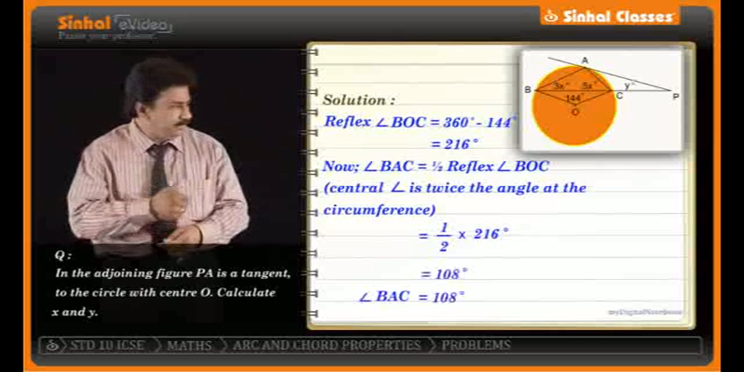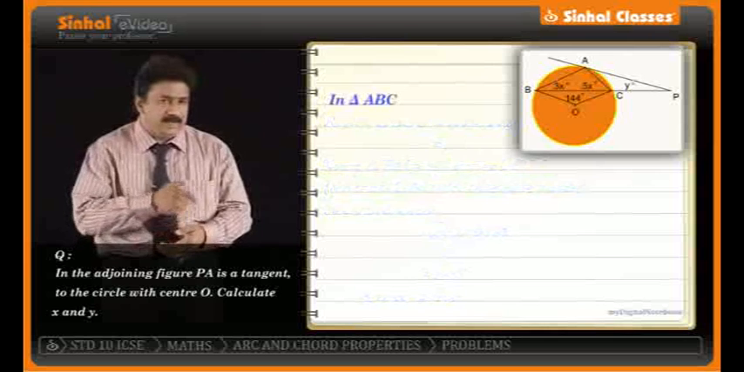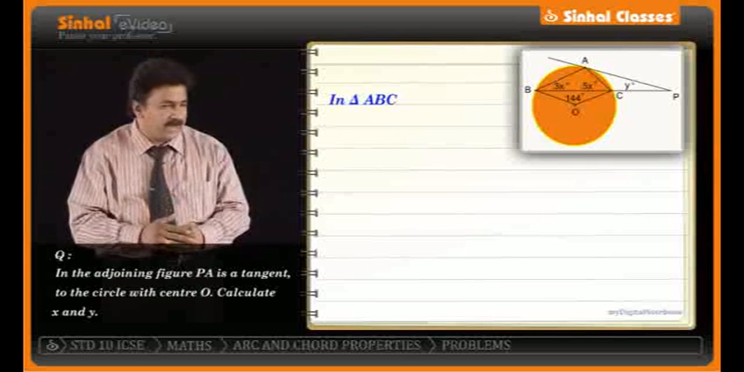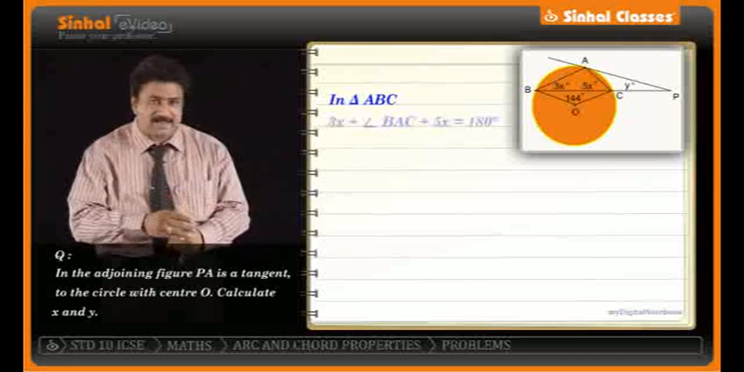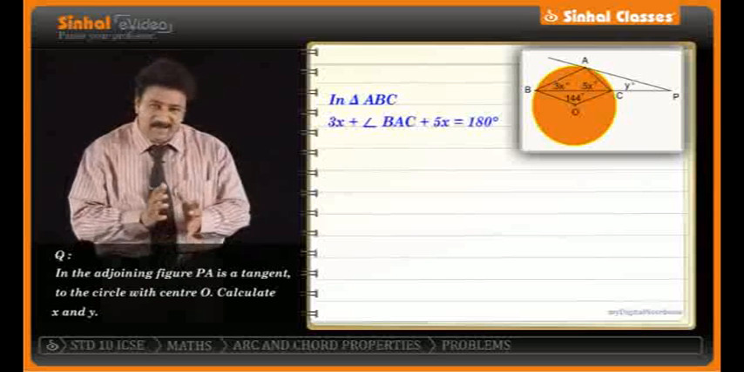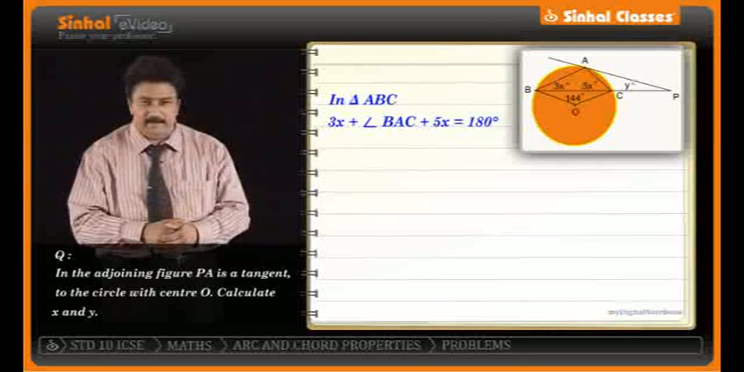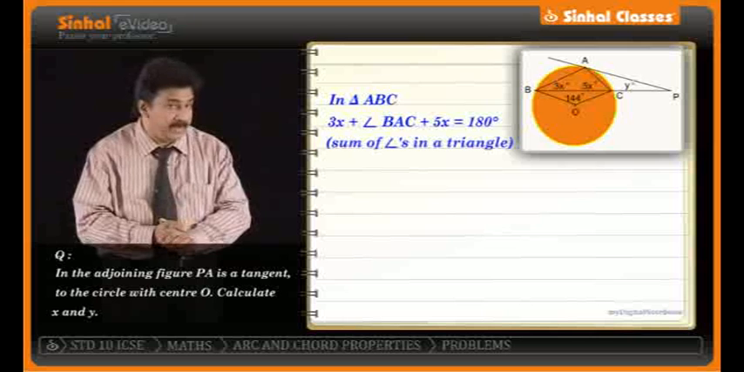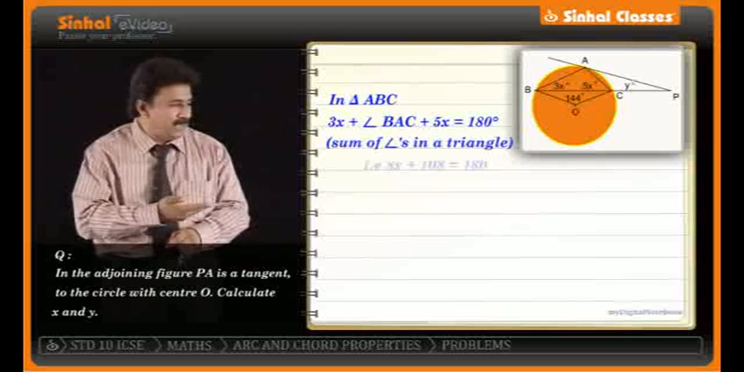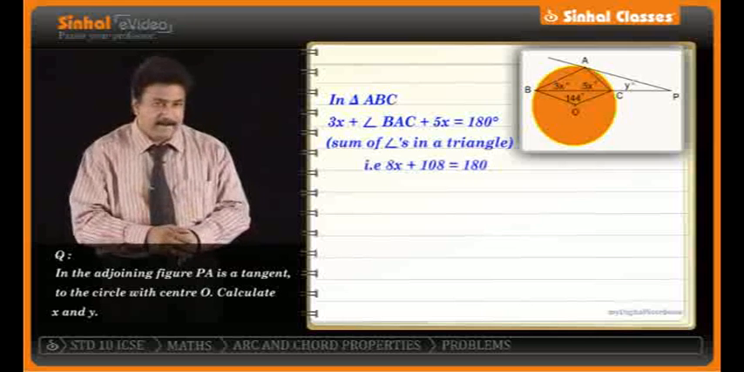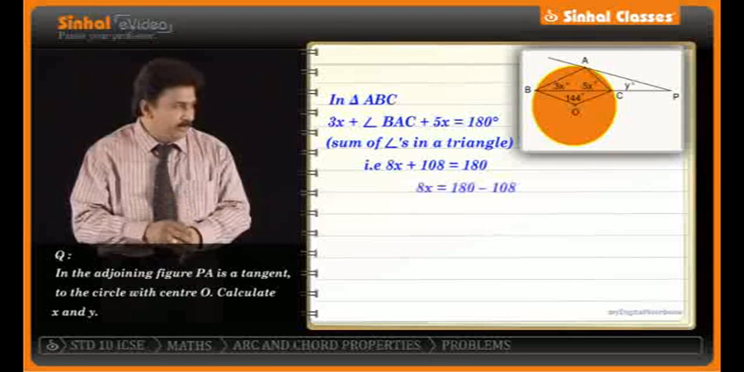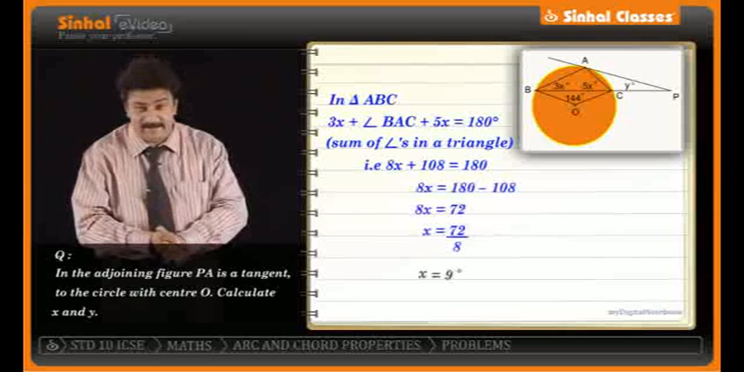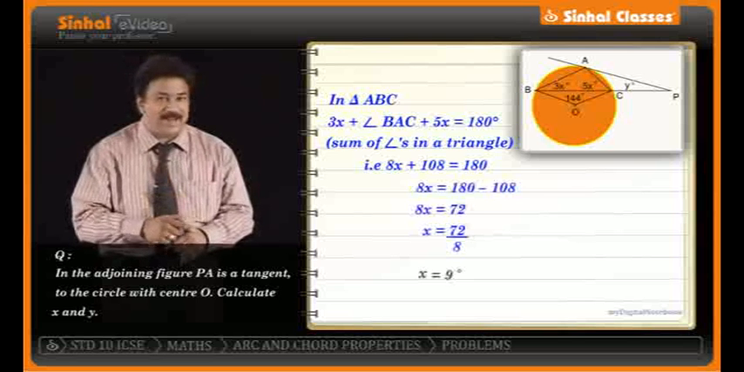Now see the triangle ABC very carefully. Sum of all the three angles is what? 180. Therefore, in this triangle, 3x plus angle BAC plus 5x is equal to 180. Once again I repeat, sum of all the angles in a triangle is 180. So 8x plus 108 is equal to 180. 8x is equal to 72. And x is 72 upon 8, that is nothing but 9 degrees. So I got the first answer, x is equal to 9 degrees.